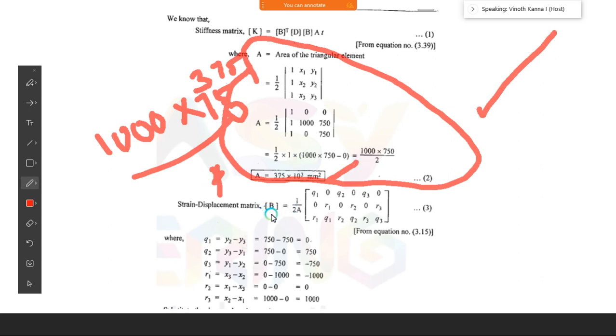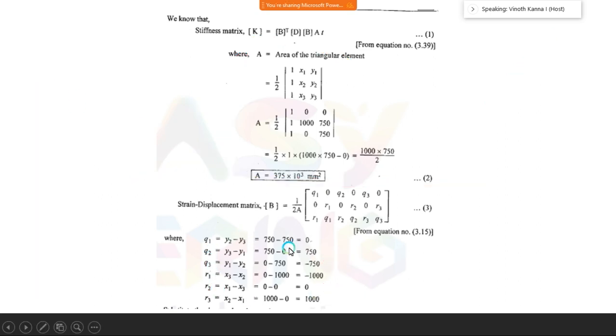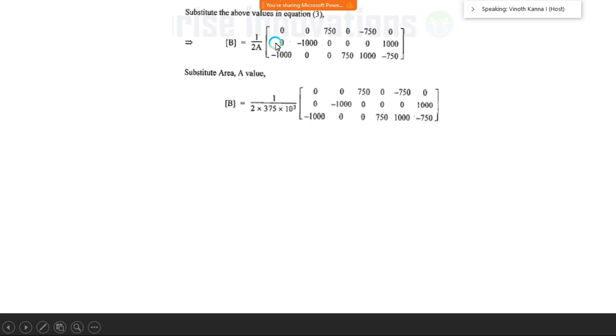Then you go with the B matrix, that is 1 by 2A, Q1 0, Q1 0, Q2 0, Q3 0, 0, R1 0, R2 0, R3, R1 Q1, R2 Q2, R3 Q3. Then you write the formulas for Q1, Q2, Q3, R1, R2, R3. Then you may find out each value of Q1, Q2, Q3 and R1, R2, R3. I already told how to easily remember the formula also. By using this, you may easily find out these values. Now you have to substitute the values in the matrix itself. Then you may find out the B matrix.